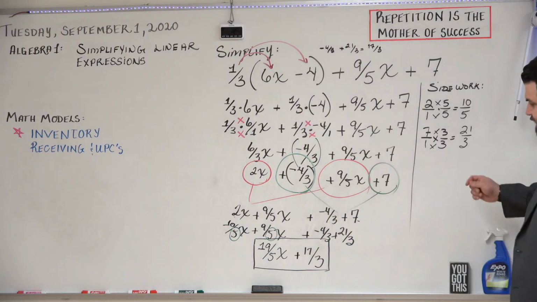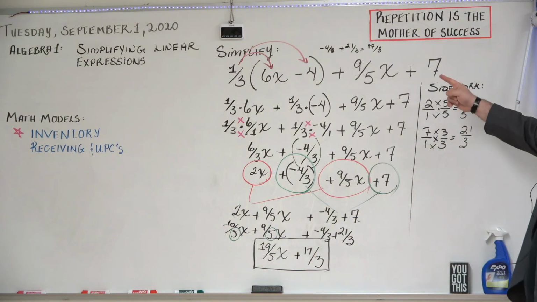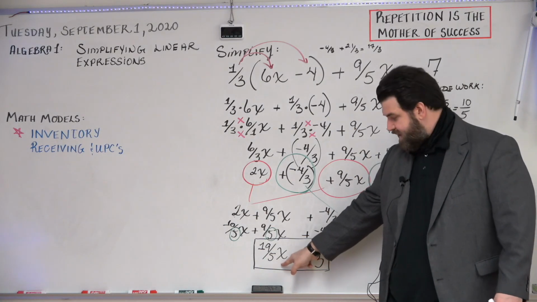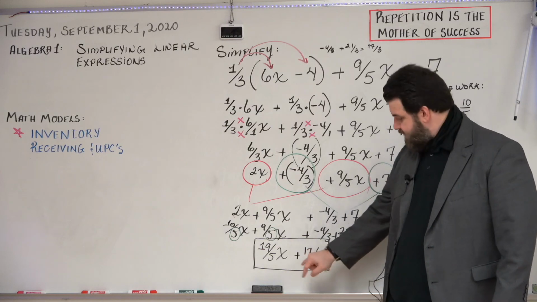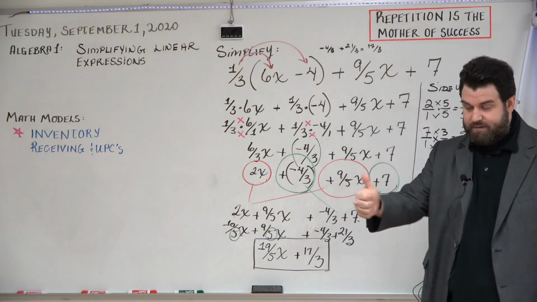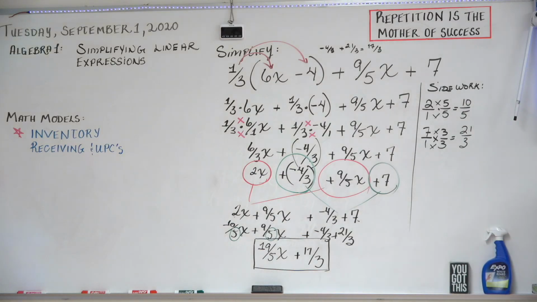You see how quickly we got that? Come down here, plug in a 0 for the x. 19/5 times 0 is 0, leaving us with just 17 over 3. We did it right, okay? Always check.